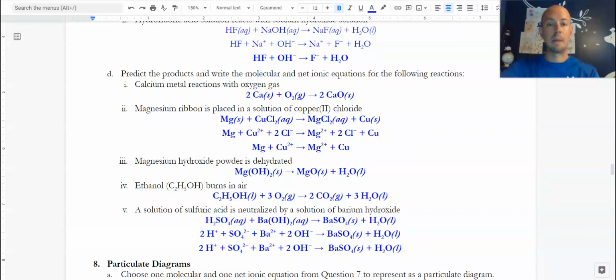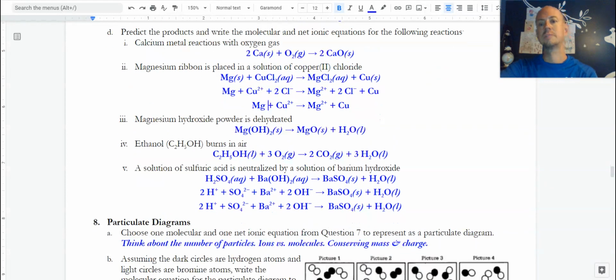Magnesium reacts with the copper ions to make magnesium ions and copper. Really simplifies this down that the chloride is just a part of the solution that's happening. So we've got our molecular, our complete, and our net ionics.